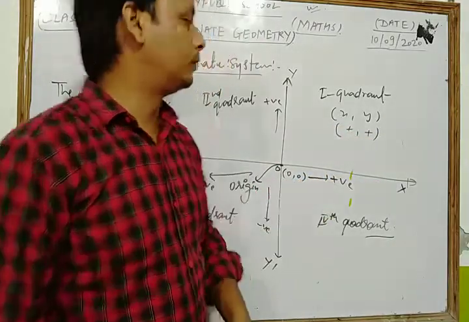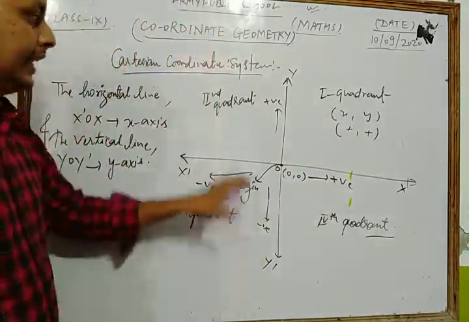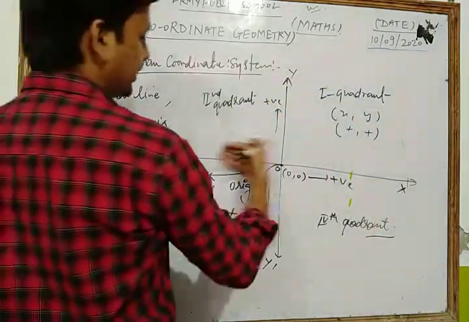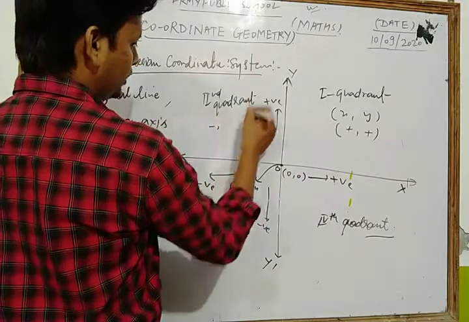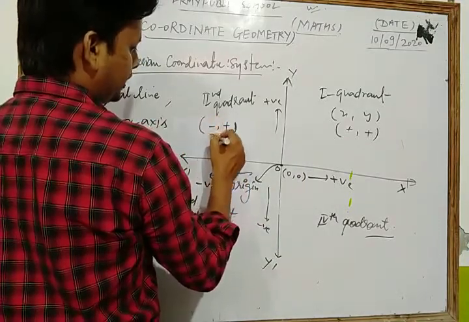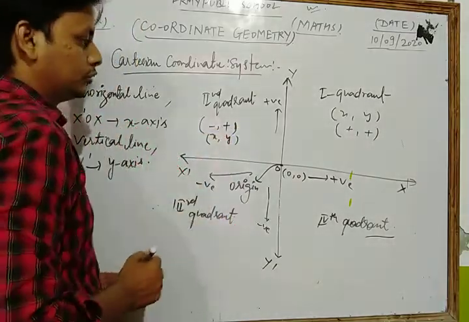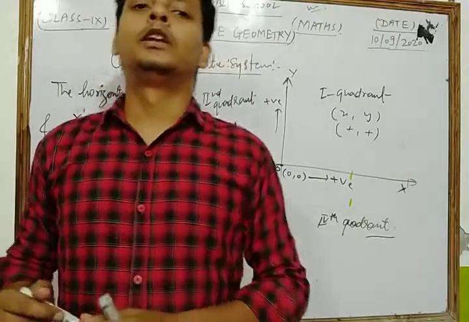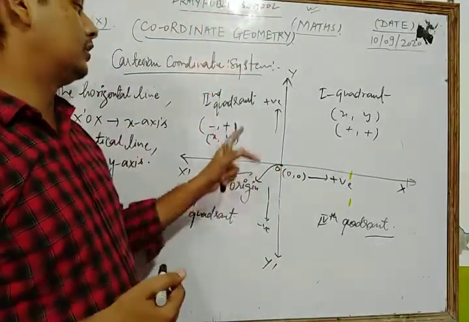Now look, in the first quadrant both the abscissa and ordinate are taken as positive. In the second quadrant, this is the negative direction of x but the positive direction of y. So in the second quadrant, the abscissa is negative but the ordinate is positive.